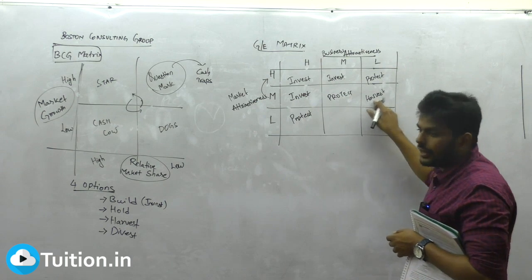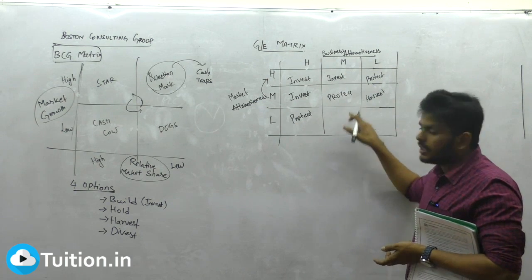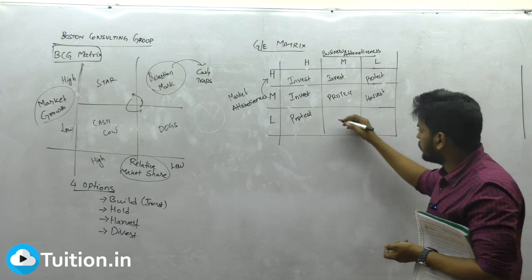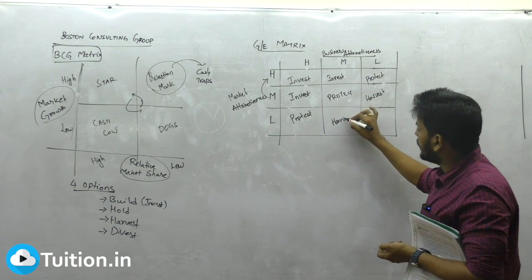Medium to low, we harvest. So low to medium also we do the same thing, because our business is fine, but the market is not offering great prospects. So I think it's a good time to get out slowly.